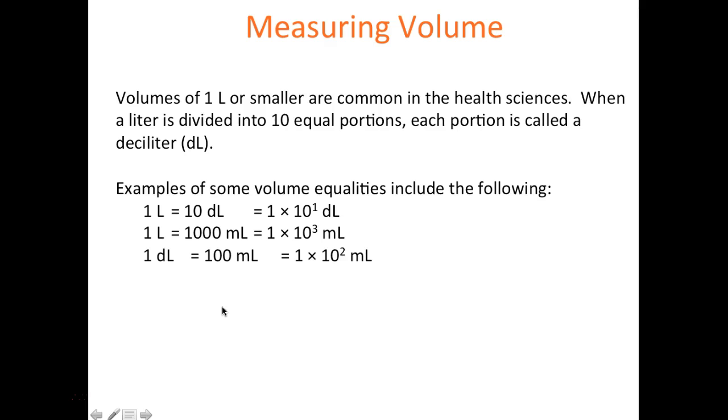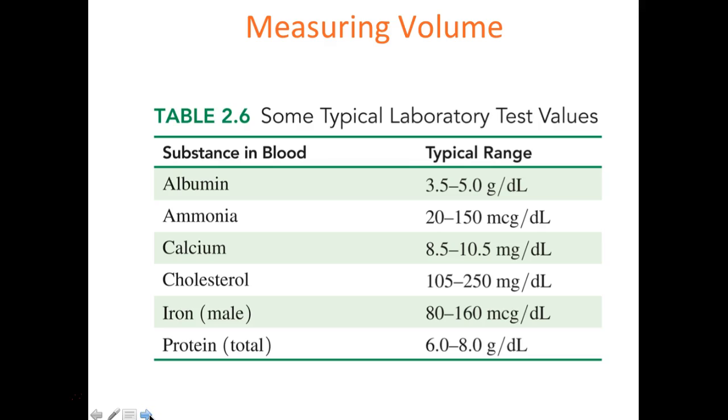Some of the volume equalities: 1 liter is 1000 mL. The deciliter is 100 mL, and 1 liter is 10 deciliters, and so on. Here are some test values for different substances in blood. At this point, you just note the type of measurements. You're doing a mass to volume measurement here: how much mass of each substance per deciliter of blood.